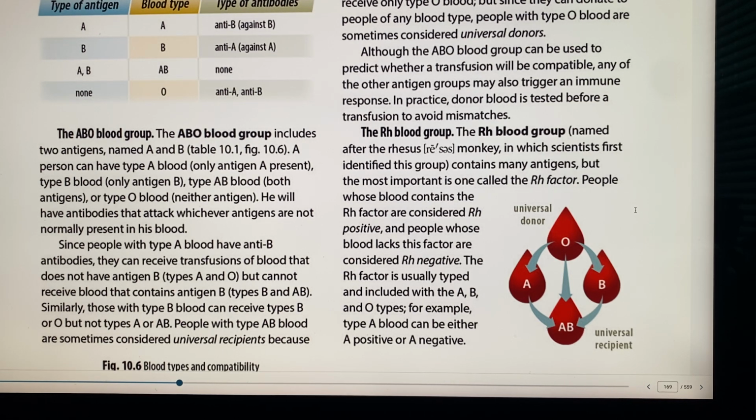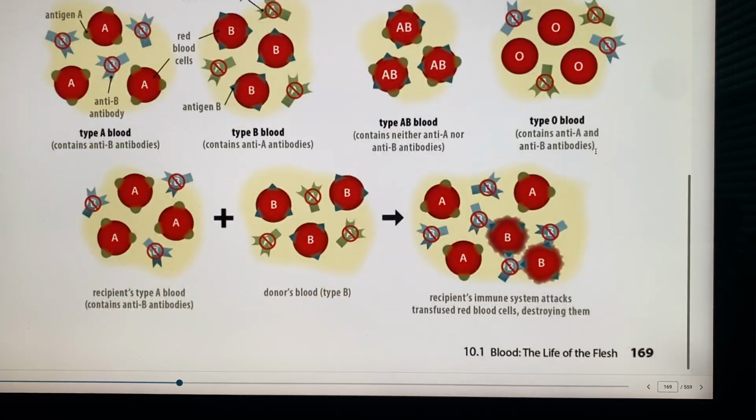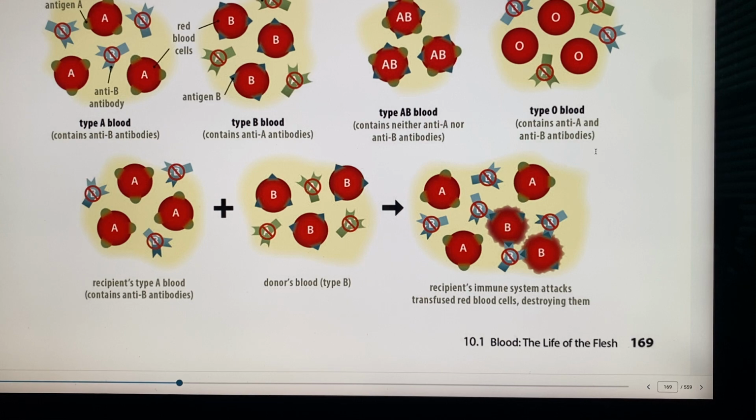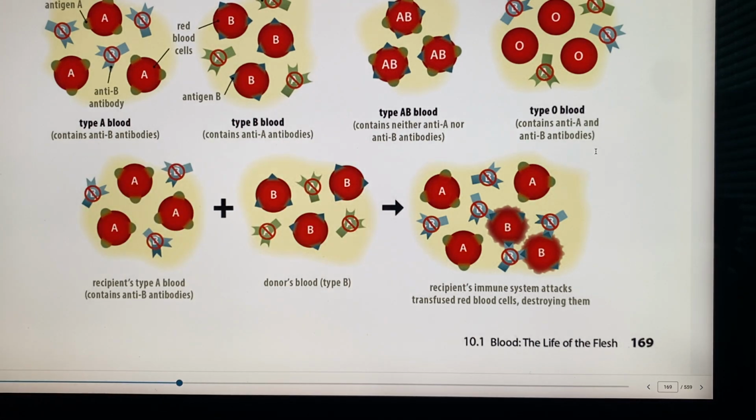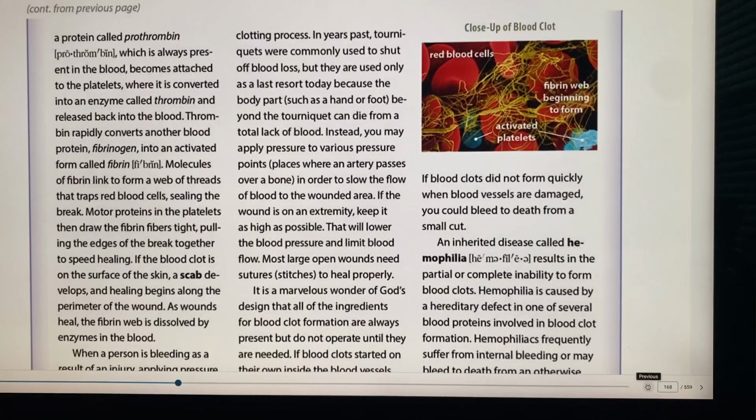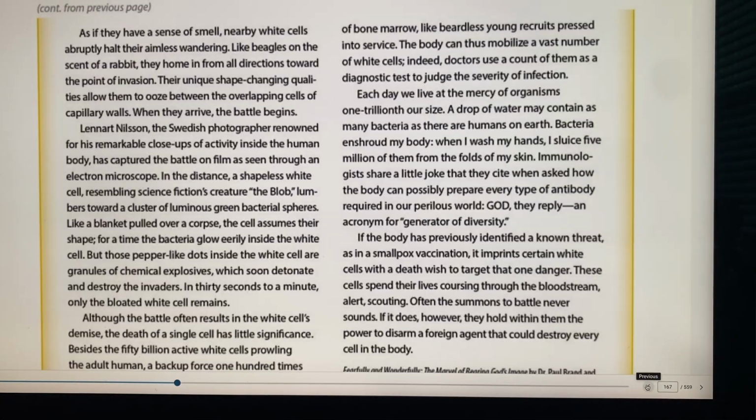So, let's talk a little bit, one more thing before the end of this chapter here. This whole thing is recipients type A blood and type B blood, and you can see how it reacts with ABs and such. So, but let's go back. I want to talk a little bit. I think I talked on the last one, but I don't think I covered the whole thing on it.